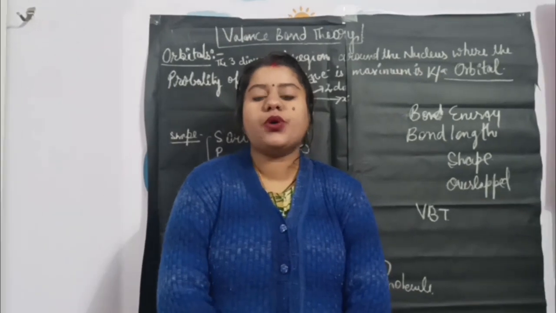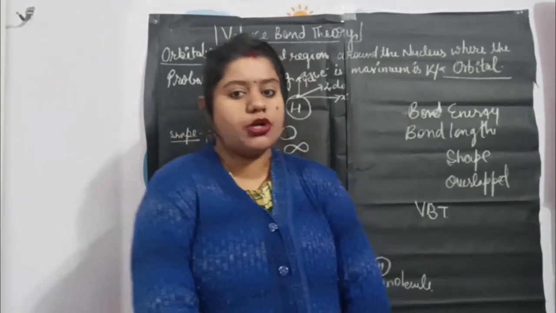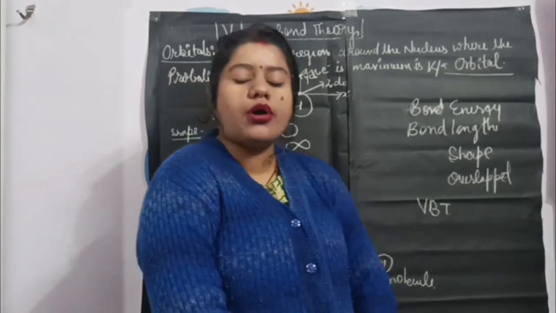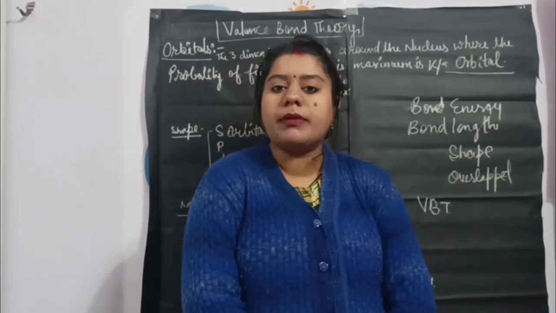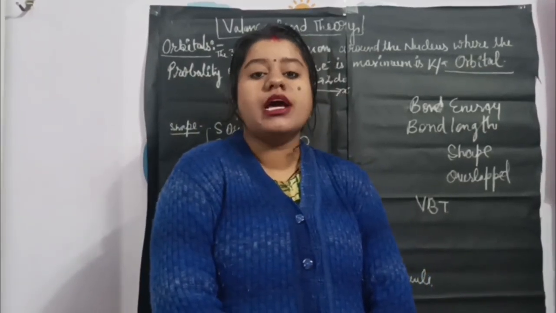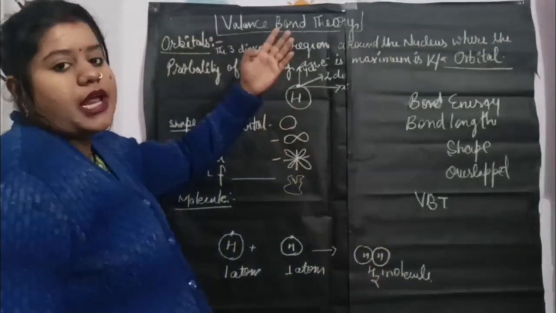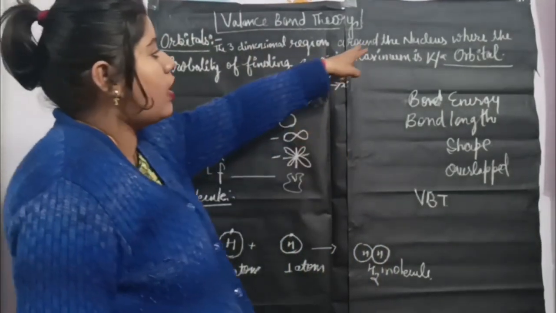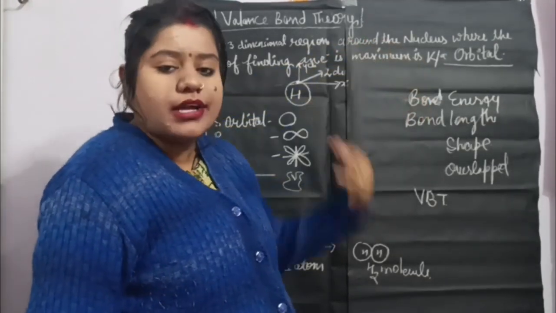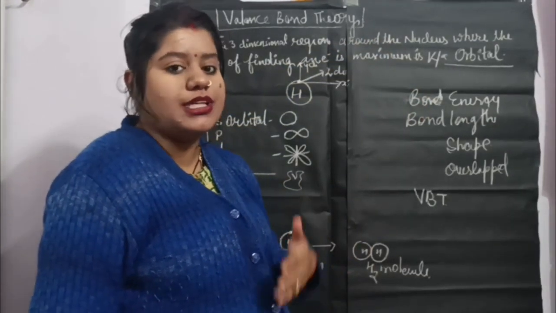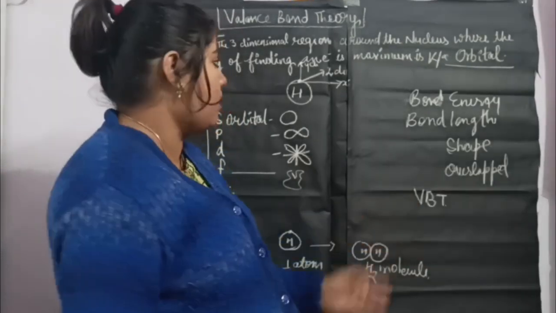It's my demo video on the topic of VBT, valence bond theory. Firstly, I will talk about the orbital because the term orbital is used many times in this theory. So what are orbitals? The three-dimensional region around the nucleus where the probability of finding the electron is maximum is called the orbital.